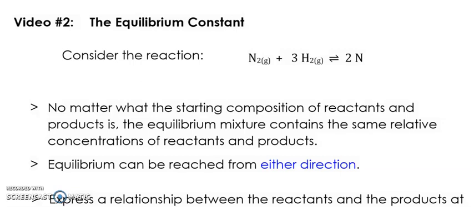This video is on the equilibrium constant. So the equilibrium constant is what we call K sub C, so Kc. If we look at this reaction here, we've got nitrogen plus hydrogen makes ammonia, NH3. And you can see it's got that equilibrium arrow. What that means is this can be a forward reaction and it can be a reverse reaction.